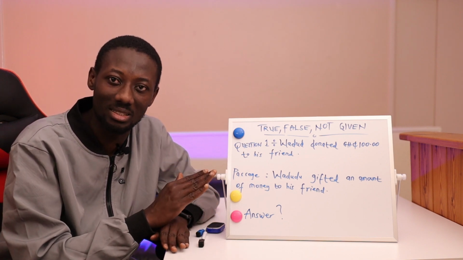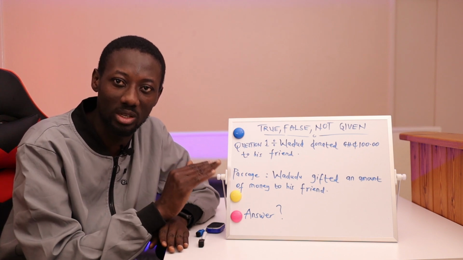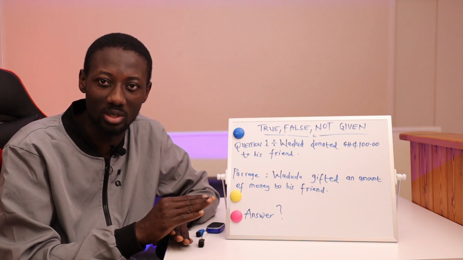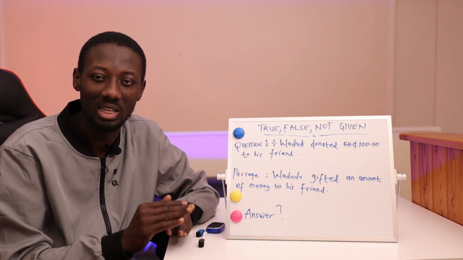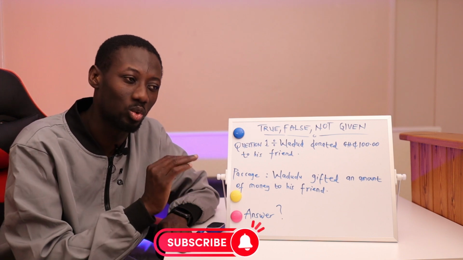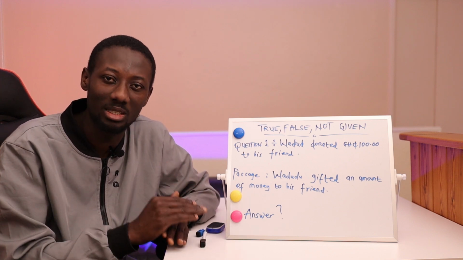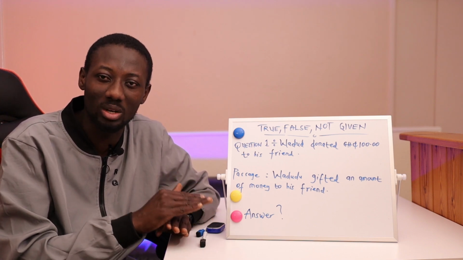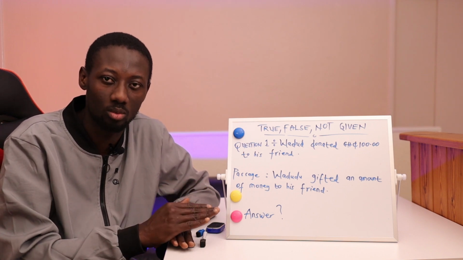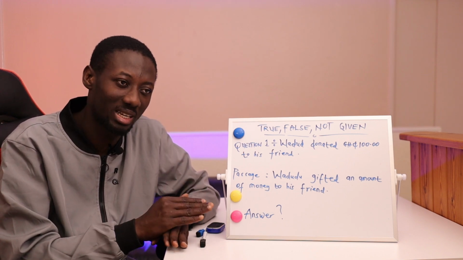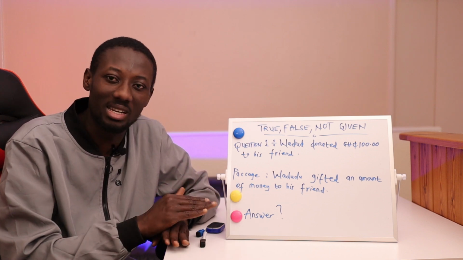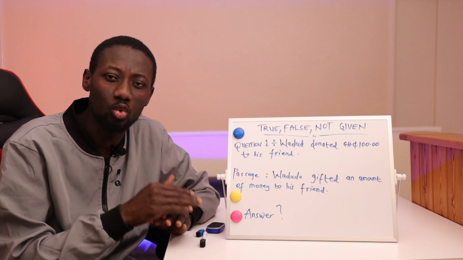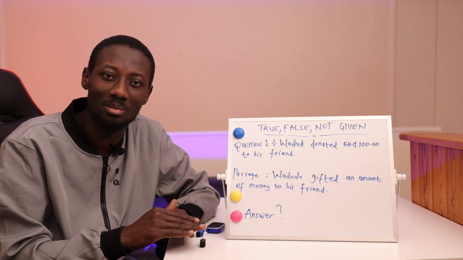So if the question says Wadud donated 100 cedis to his friend, when you come to the passage and you see Wadud donated 100 cedis to his friend, then it means the answer is what? True. It is true because the question says Wadud donated 100 cedis to his friend, and the passage also says the same. So in that instance, the answer is what? True. Now, assuming the question is Wadud donated 100 cedis to his friend, and in the passage you see that Wadud donated 200 cedis to his friend, the answer becomes false.